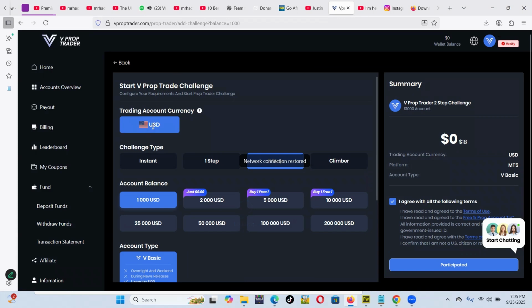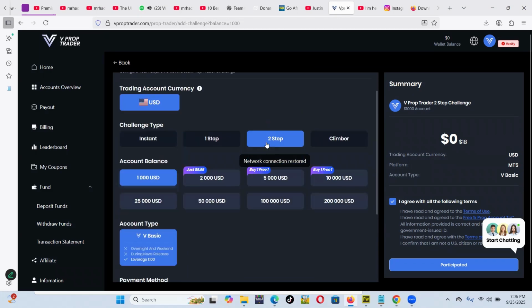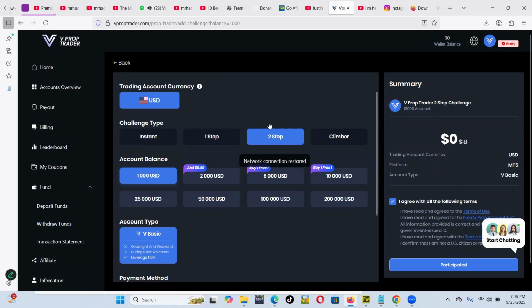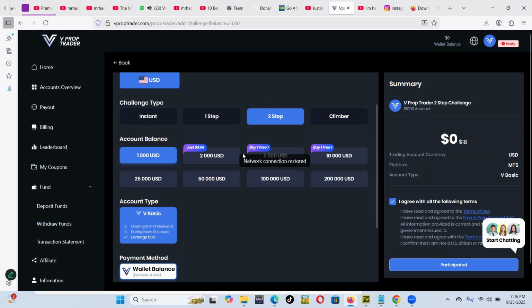USD, this is the standard, I believe. Maybe for other countries you may have a different currency, but for now, by default, I think you're given USDT. And my challenge is 2-step. This is the very common model in prop firms. It means you have to pass 2 phases of evaluation before getting a funded account. In phase 1, you usually have a higher profit target, like 8 to 10%. Then phase 2 usually has a lower profit target of like 5%. This is made to confirm your consistency.